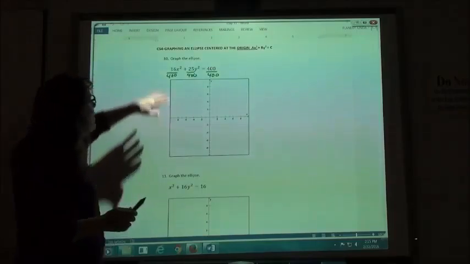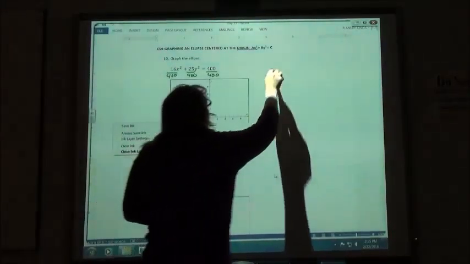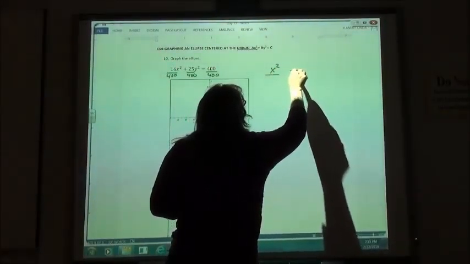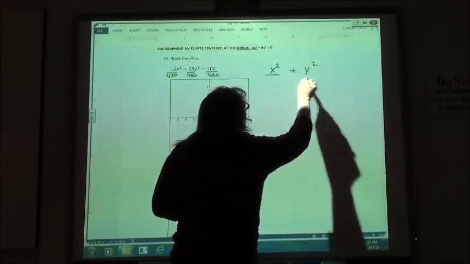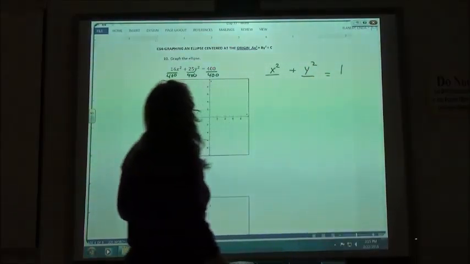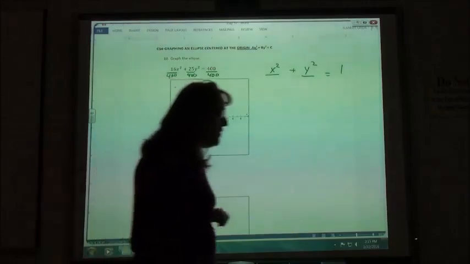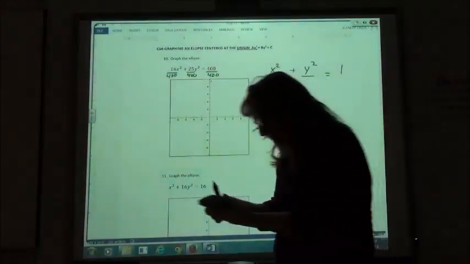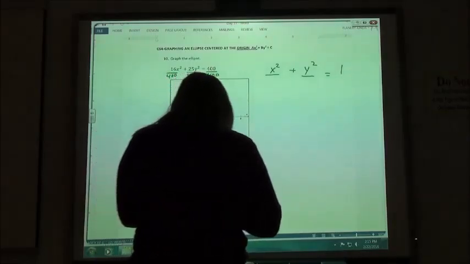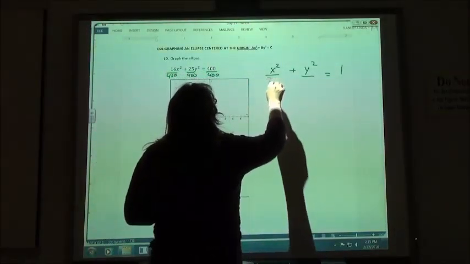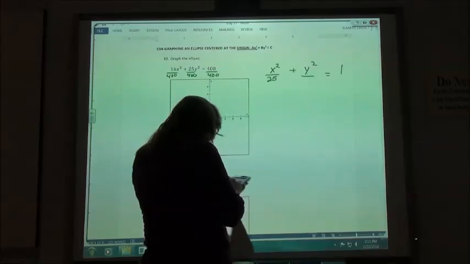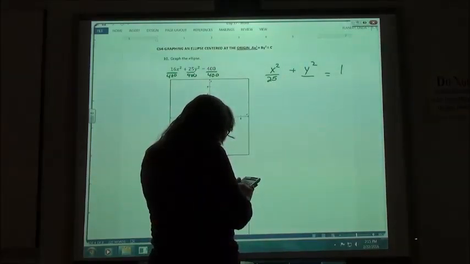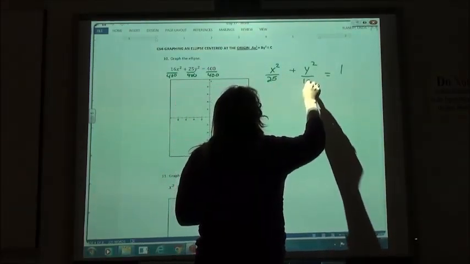So on the top, I'm going to be left with just an x squared. And on the top of the other one, I'm going to have a y squared, and it's equal to 1. So 400 divided by 16, if I grab my calculator, 400 divided by 16 would give me 25. 400 divided by 25, guess what? It's probably 16, huh? 16.